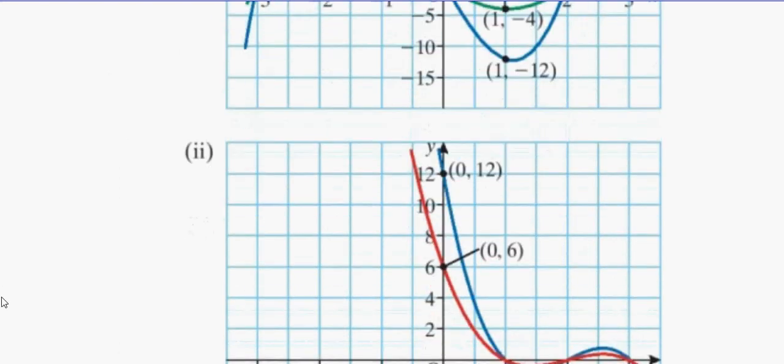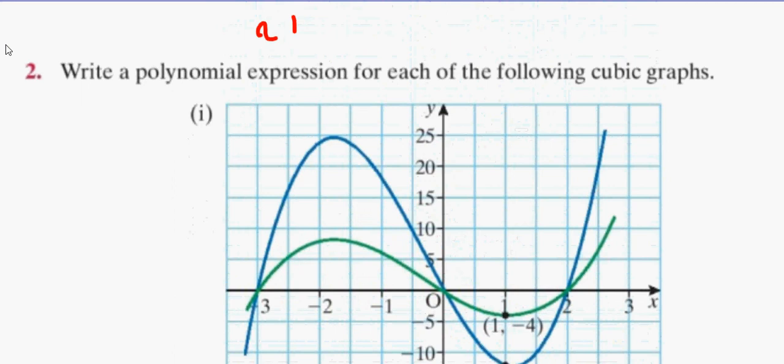Alright, chill out for a sec. What does this want? Write the polynomial expression for each of the following cubic graphs. Wait a minute.